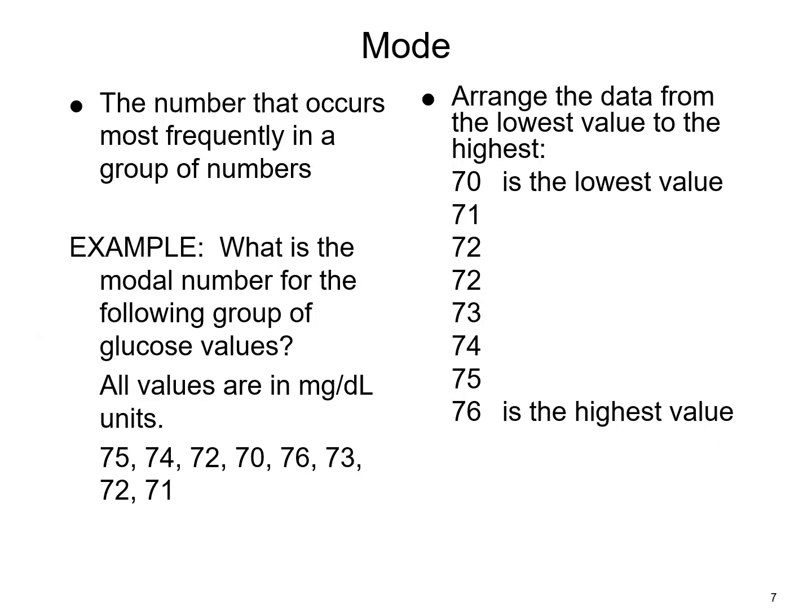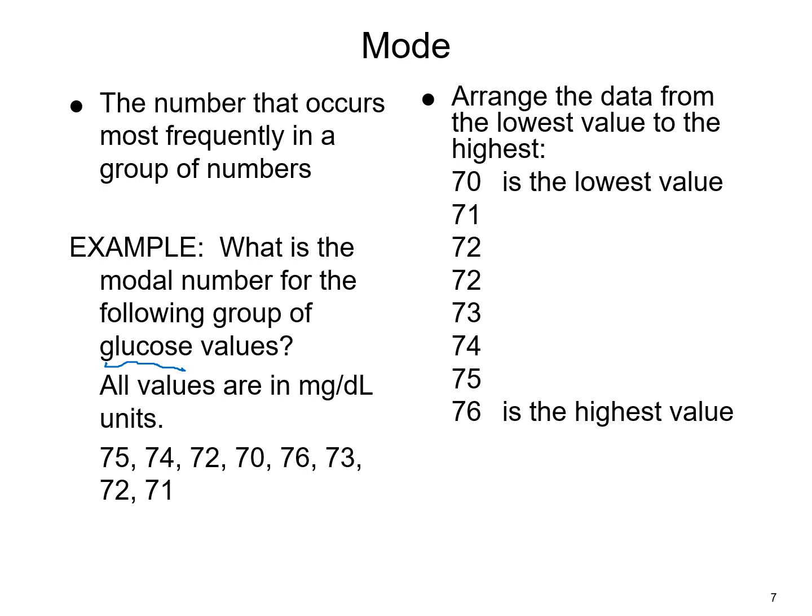So our third indicator of central tendency is mode. This is the number that actually occurs most frequently within a group of numbers. So it's whichever number you see the most. With these particular examples here, these are glucose values, and what we want to do first is arrange those in order, lowest to highest. So arranging those in order, we've got 70 as our lowest, 76 as our highest.